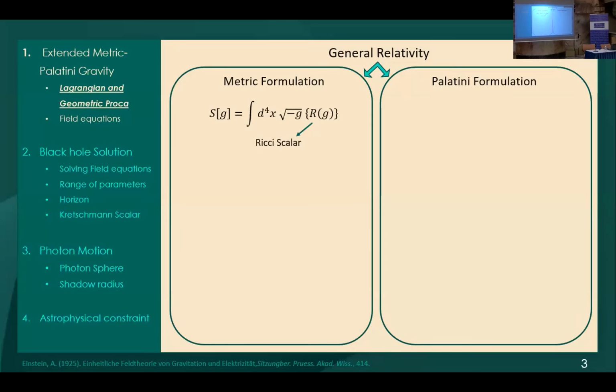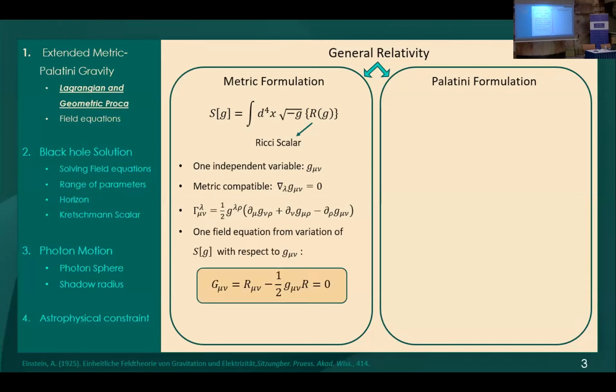So in general relativity, we can have two formulations, metric formulations and Palatini formulations. In metric formulations, we write the Einstein-Hilbert action in this form, which has the Ricci scalar as a function of the metric only. So we have only one independent variable, and we assume metric compatibility from the beginning, which leads to the Levi-Civita connection. Then we get one field equation, which is the Einstein field equation in vacuum.